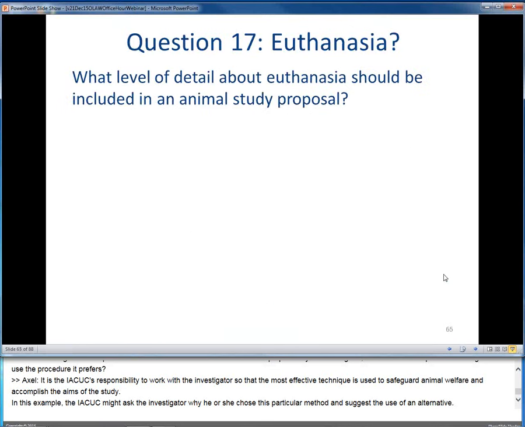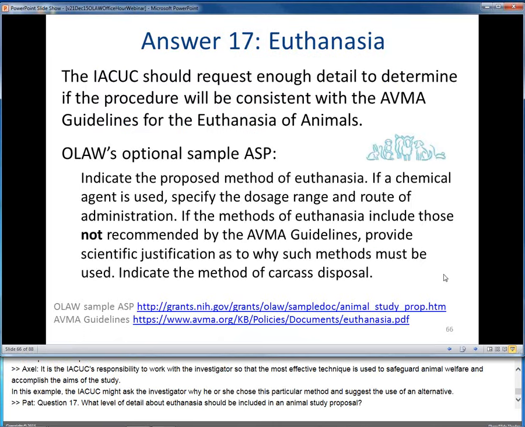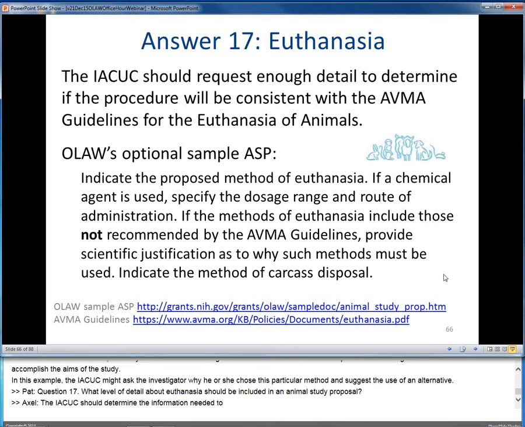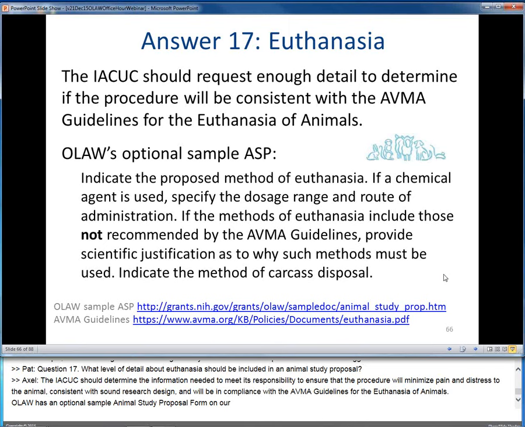Question 17. What level of detail about euthanasia should be included in an animal study proposal? The IACUC should determine the information needed to meet its responsibility to ensure that the procedure will minimize pain and distress to the animal, consistent with sound research design, and will be in compliance with the AVMA guidelines for the euthanasia of animals. OLAW has an optional sample animal study proposal form on our website. The URL is provided on the slide.